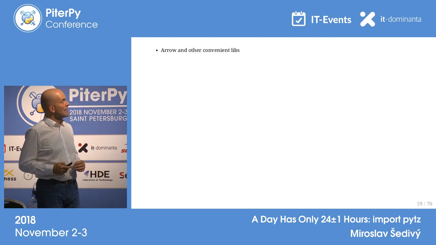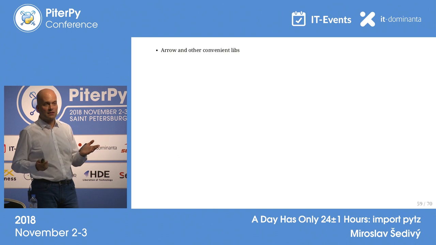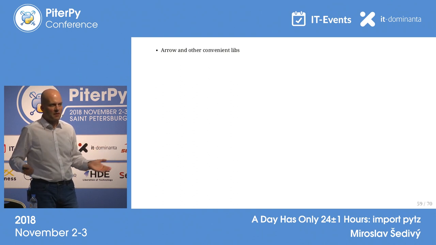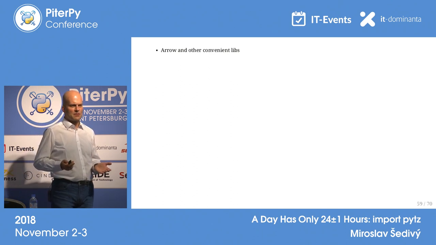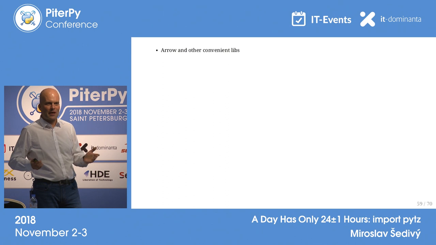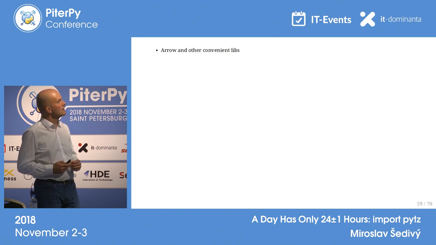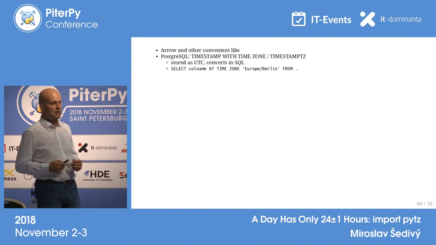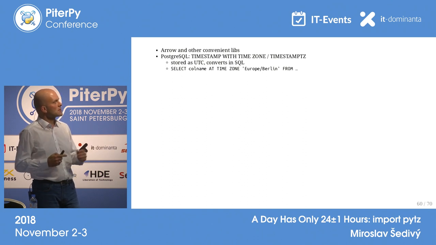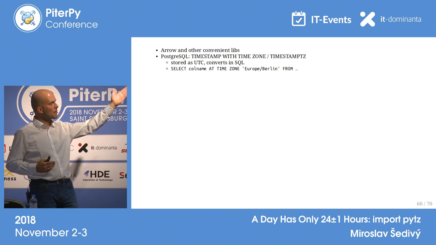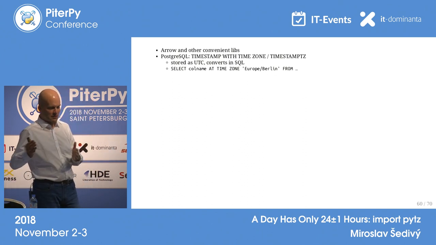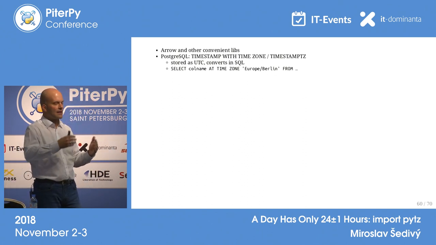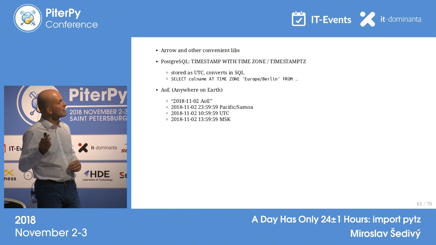If you use Arrow or any other convenient libraries, everything has to be based on tz data. You are not going to develop your own time zone, so you have to respect the tz data library. In PostgreSQL, as I told, they use their own edition of tz data. So if you have a database server and you use the timestamp type with time zone, you have to make sure that your tz data library is up to date.